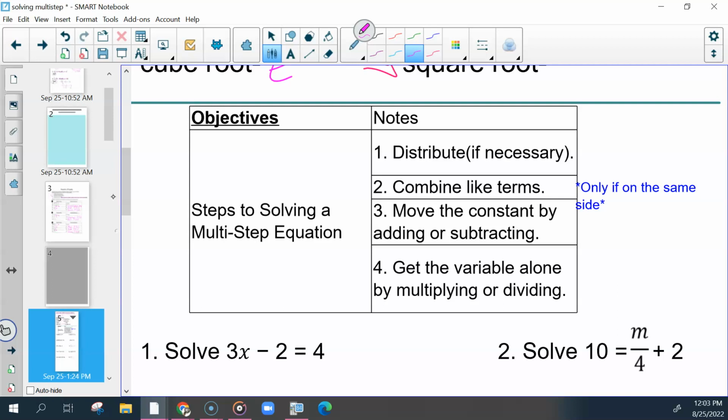If they have like terms, so more than one thing has the same variable, or more than one thing doesn't have a variable, you could start combining those. If they don't have those, then our goal is to try to get the variable by itself. So we're going to be moving things to the other side, adding, subtracting, and then trying to get the variable by itself by multiplying or dividing.